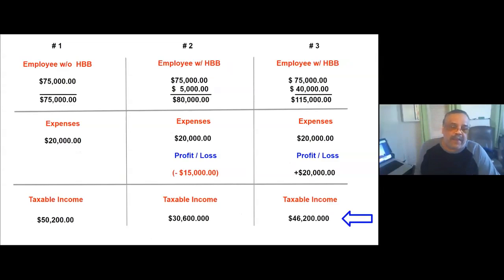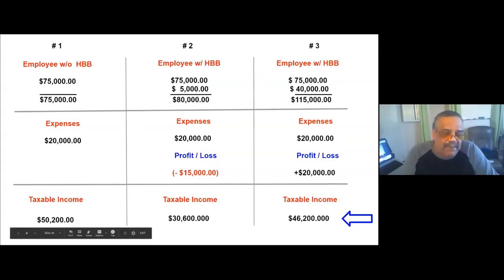Let's see what happened. Take a look at that. You made $115,000 between your job and your business, but your taxable income is $46,200. Compare that to the $50,000 that you had to pay taxes on when you did not own a business. That's crazy. I can make $115,000, pay tax on $46,200, or I can make $75,000 and pay taxes on $50,000. That's crazy. Okay, you got a $20,000 savings just by starting a business and making $5,000.